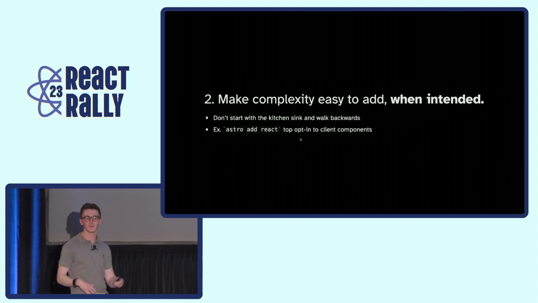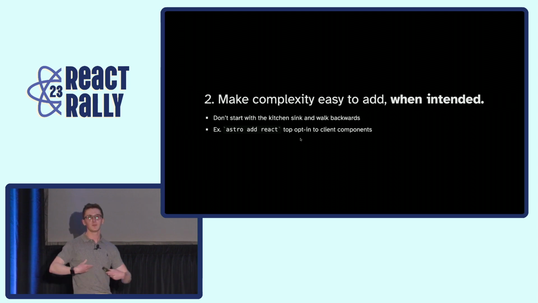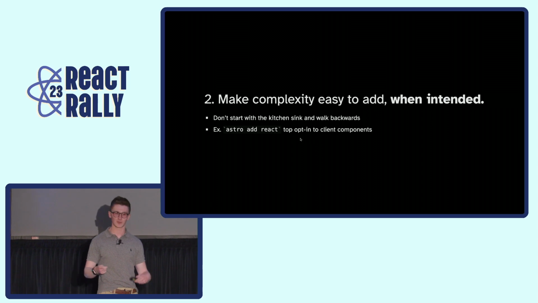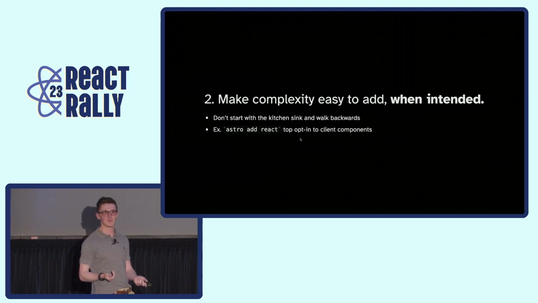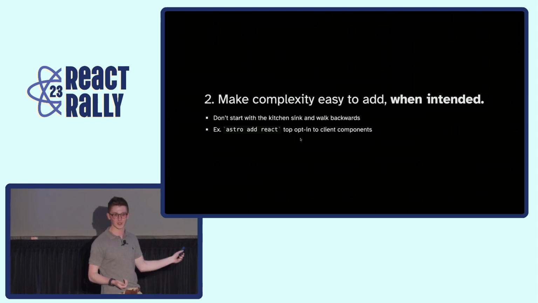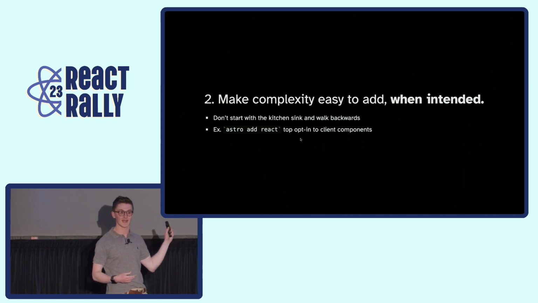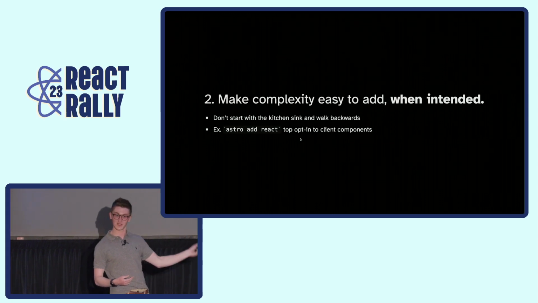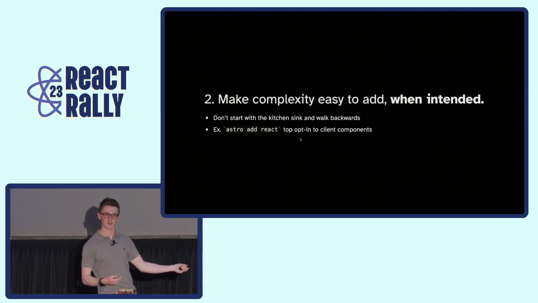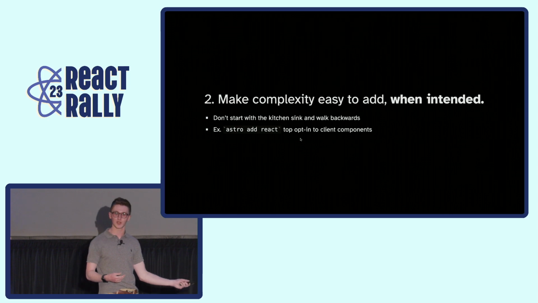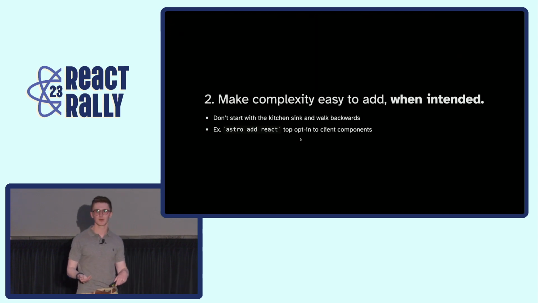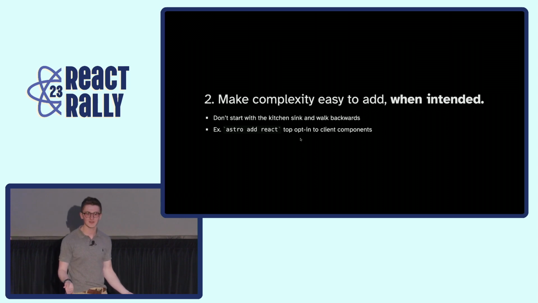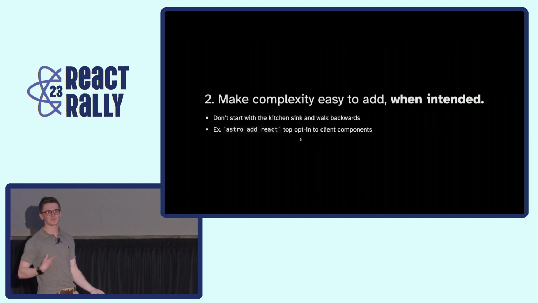The second one, you want to make complexity easy to add, but only when intended by the developer. So don't start with that kitchen sink and have them look up docs on if they need to remove it. And make them accessible, whatever you're trying to do. In Astro, we make the CLI as painless as possible. When you run Astro add React, it's going to set up your TS config, it's going to add React to your dependencies and ship it on the page for you when you use components. So that way, if you want to opt in, it's easy enough. You don't have to read docs to understand it, but you don't have to add it if you don't end up needing it.